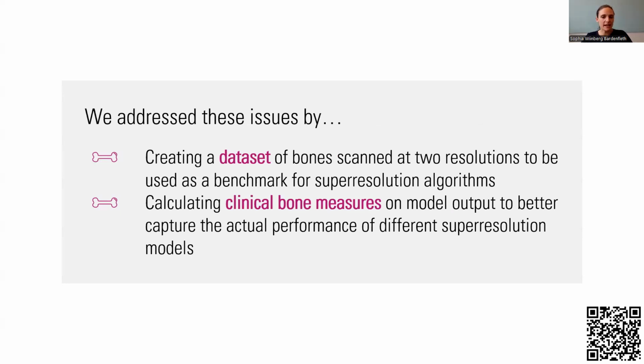To investigate the data issue, we created a data set of bones that were scanned at two resolutions and then registered to produce corresponding volumes of the bones at both high and low resolution. When evaluating the models, we calculated bone measures used for clinical analysis of bone quality on the super-resolution model output and compared it with the ground truth measures of the high-resolution images. This was then held up against the simple image similarity metrics, PSNR and SSIM.